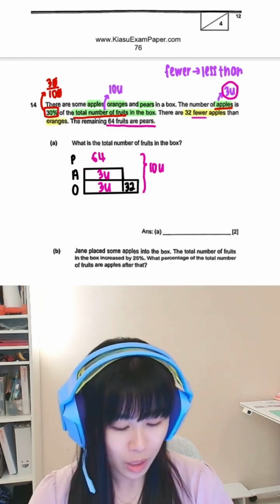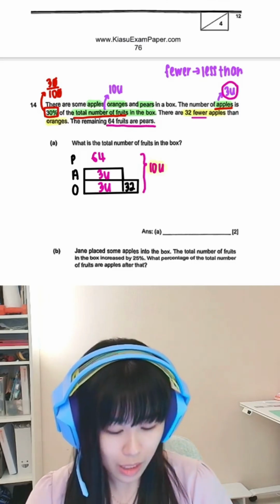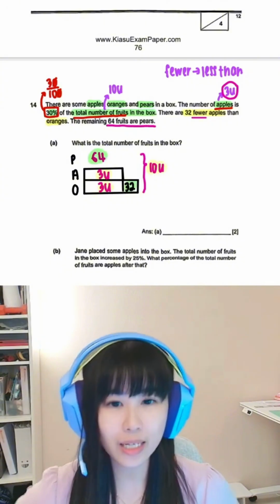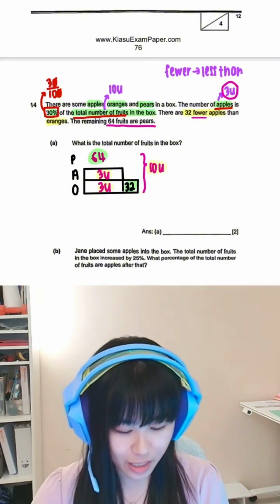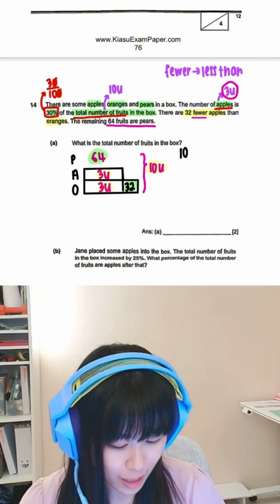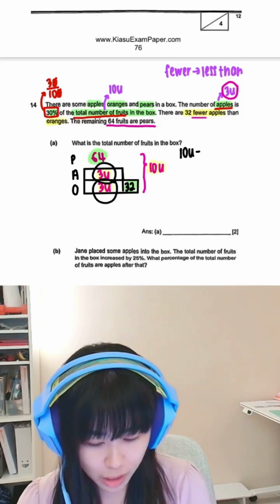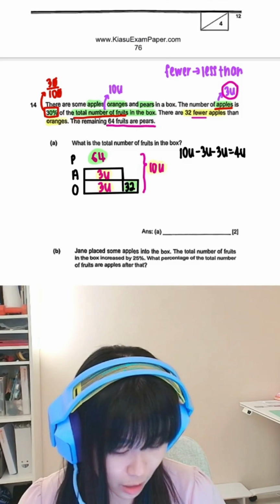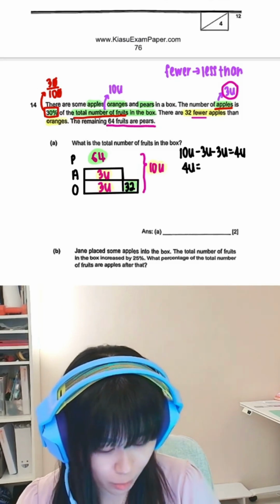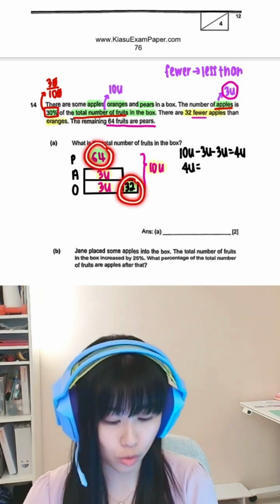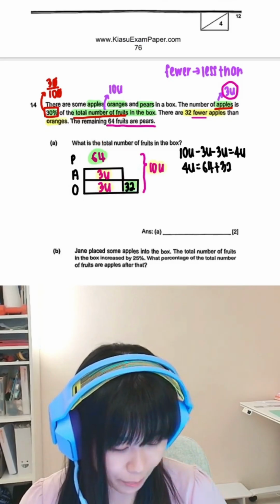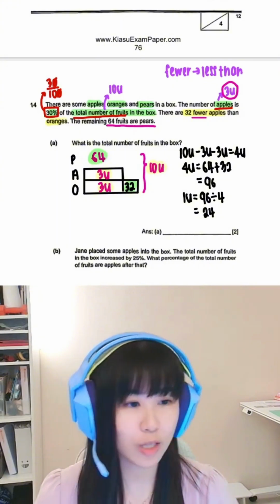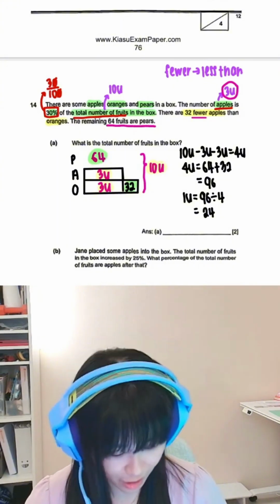Now, how do you solve it? If total is 10 units, here is 3 units, here is 3 units. Tell me, this and this is equal to how many units? 4 units. Because total is 10 units, you minus the 3 units here, minus the 3 units here. You should be left with 4 units. And the remaining 4 units must come from the 64 and 32. 64 plus 32 is 96. 1 unit is 96 divided by 4. 1 unit is 24.